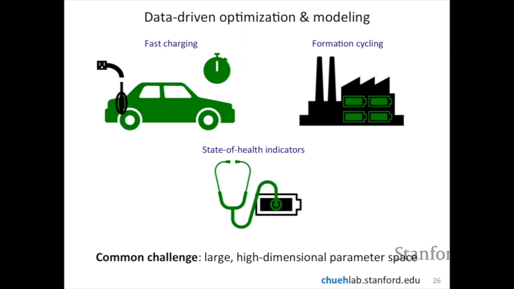The third, which is very important as we start thinking about second use application for batteries, so when the batteries come out of a used electric vehicle car, how do we know it's good? So state of health indicators are also very important to diagnose the battery, even if you don't know the history. The common challenge in all these three problems is the large dimensional space involved in the parameter set. Each one of these problems involves 5, 10, 15 different parameters. And very quickly, you go out of control.